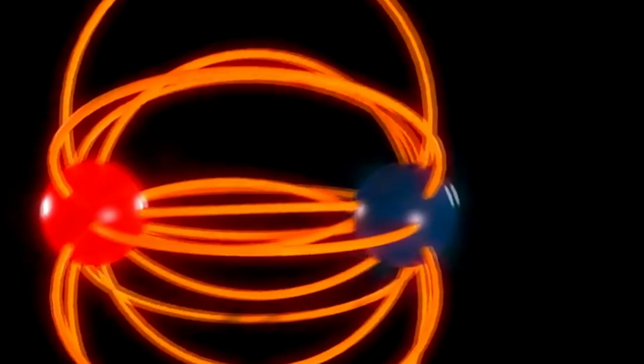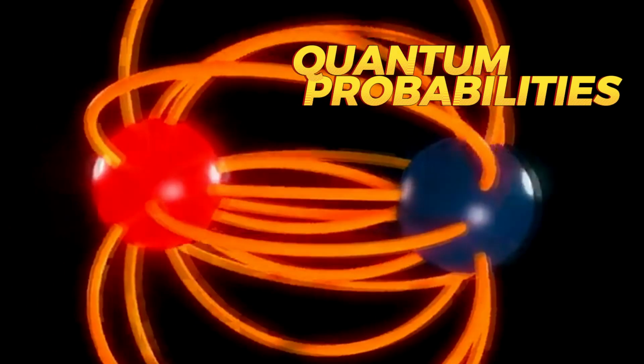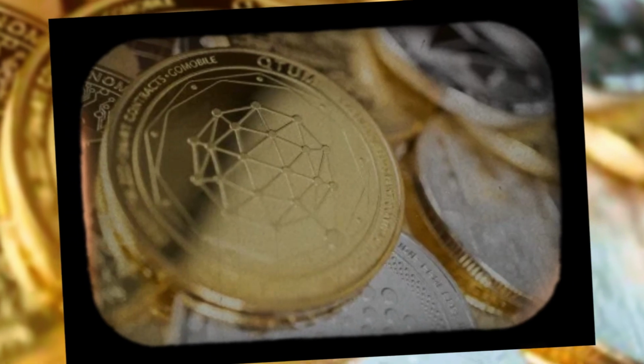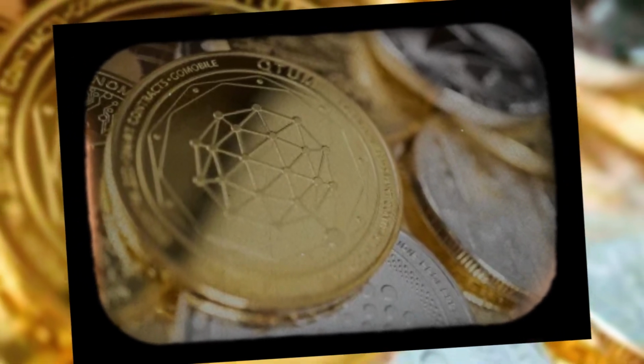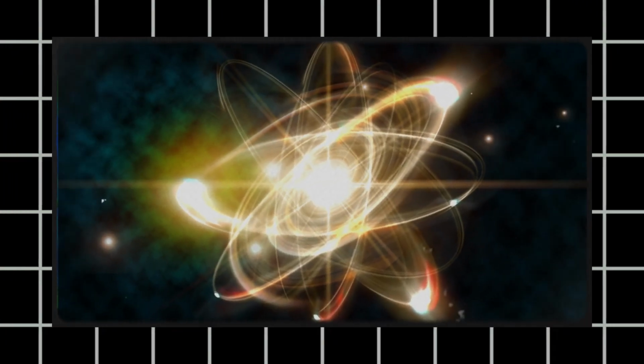Do many worlds explain quantum probabilities? Imagine flipping a coin and covering it without looking. You know it's either heads or tails, and if it's a fair coin, the odds of each are at 50%. But in the quantum world, things are a bit more intriguing.